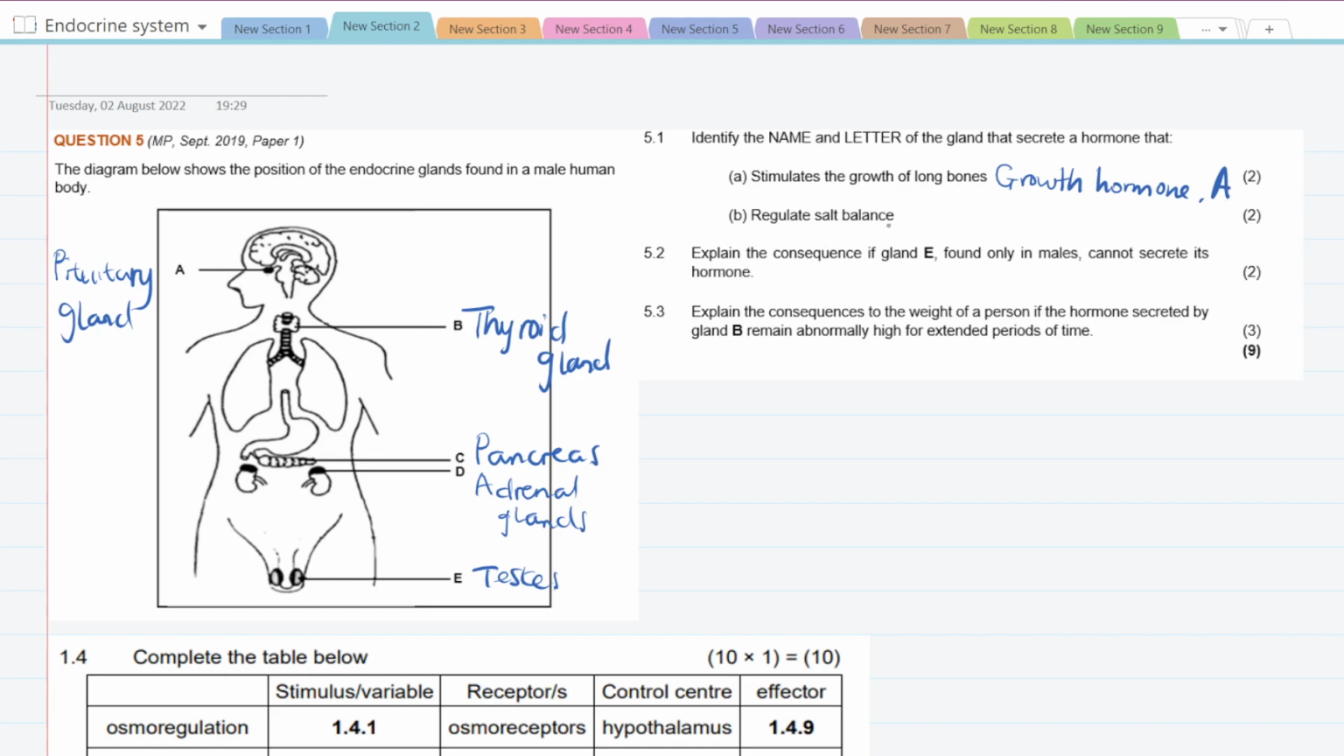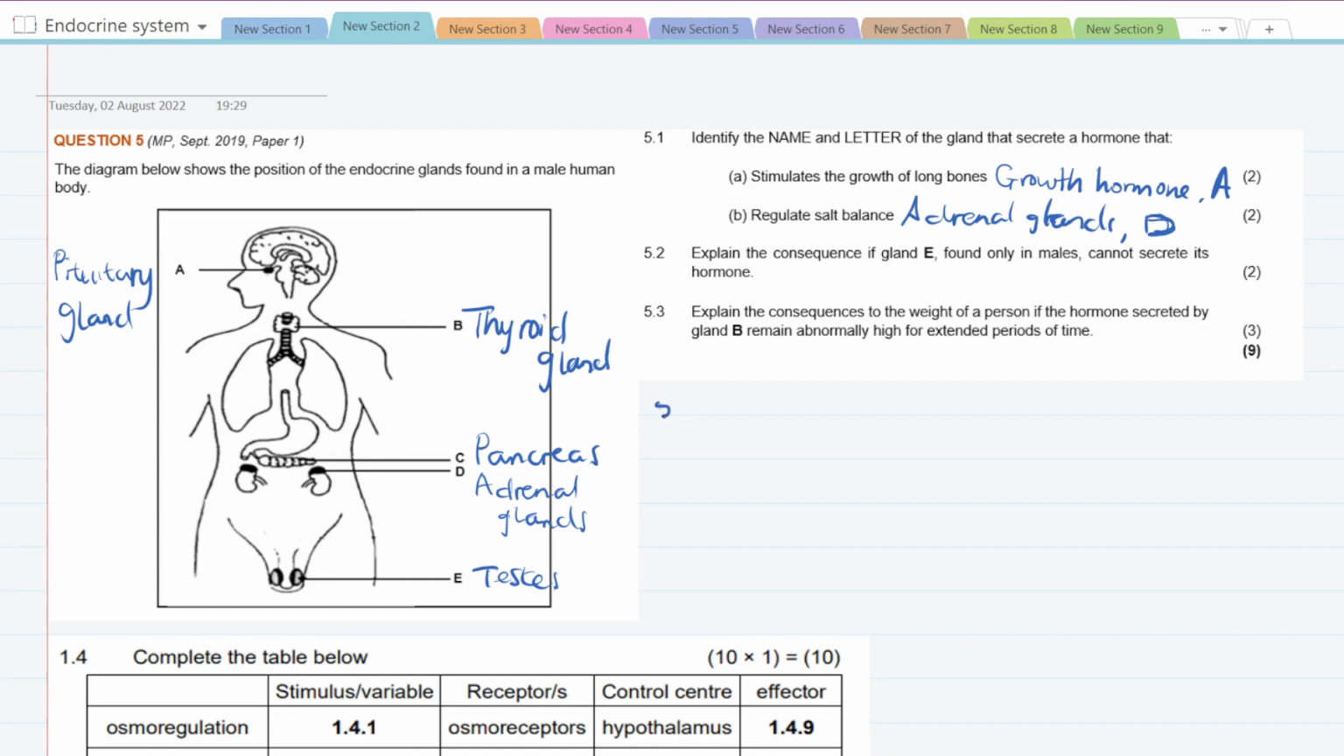And then the one that regulates salt balance, well, that is the adrenal glands. And where are these adrenal glands found? Just above the kidneys, so the letter for that will be D.